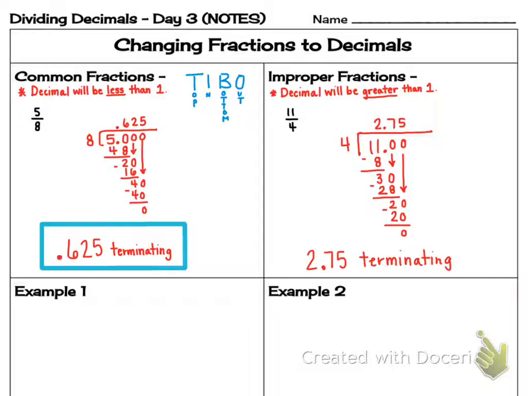So let's try one more together, and then we'll give you some to try on your own that you can come back and check to see how you did. So the first example will be 5/9. Now, 5/9 is a common fraction, which means the numerator is smaller than the denominator. So we know that our decimal will be less than 1. I put the top in, that's my 5, and the bottom out, which is 9. 9 does not go into 5, so I add a decimal and a 0. 9 goes into 50 5 times, that's 45. Subtract, I get 5.